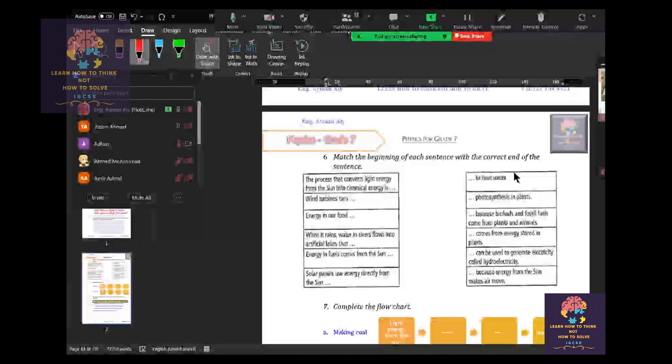Number six. Can anyone answer the first one? The process that converts light energy from the sun into chemical energy is what? Photosynthesis. Very good. Okay. Number two.